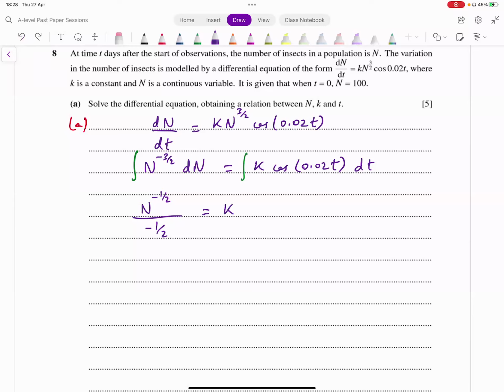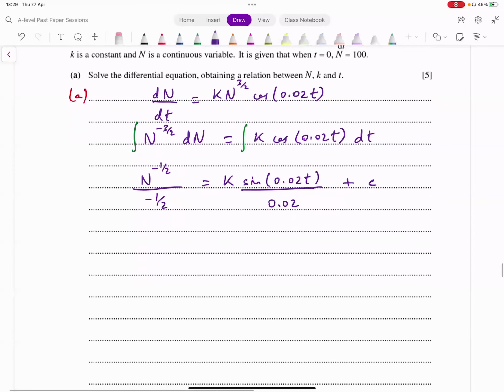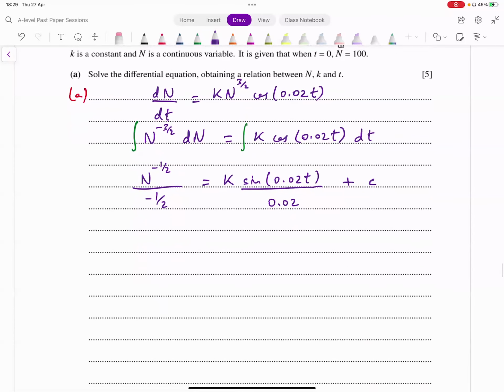Cos की integration क्या होती है? Sine, so it becomes sine of 0.02t divided by the derivative of this part. Sine 0.02t का derivative क्या होता है? 0.02. We divide by that plus c, and that is the solution of the differential equation that you get, but you also have to find the value of c here. That is what we're going to be doing next.